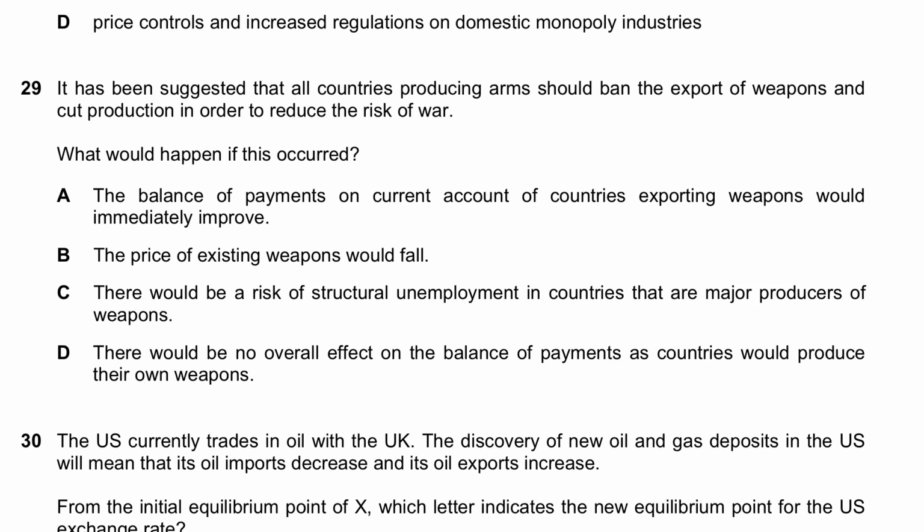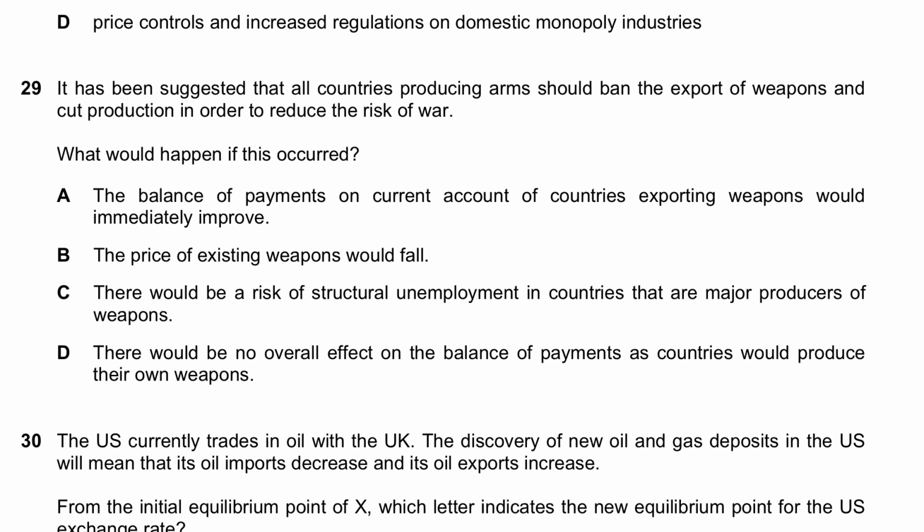In question 29, it says, it has been suggested that all countries producing arms should ban the exports of weapons and cut production in order to reduce the risk of war. What would happen if this occurred? So if you are trying to reduce the export of weapons, which means that we are no longer selling the weapons abroad, and we're also cutting down the production of these arms and guns to reduce the risk of war, then we will cause something drastic for the industries that are producing weapons.